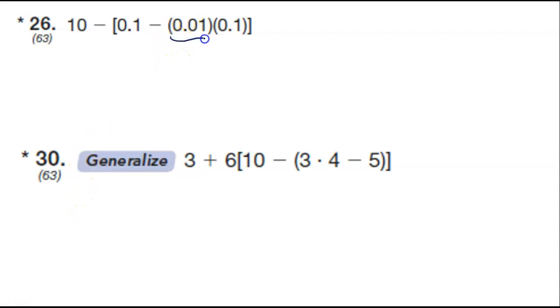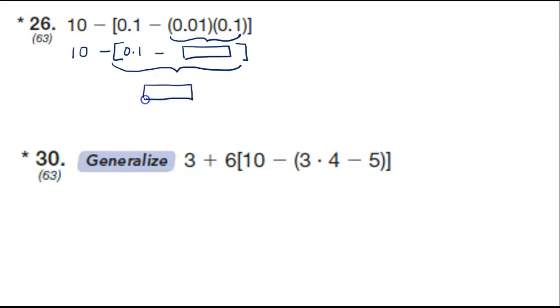Okay, so we're going to multiply this first and get a number. And then everything else comes down. Okay, then we're going to do this part. 0.1, subtract the number that we got, and we get a number. And then we subtract it from 10 and get our answer. Okay, let me know if I lost you there.